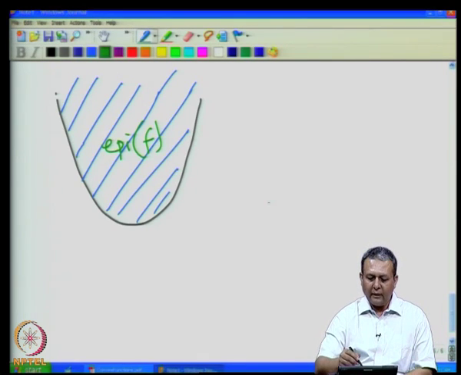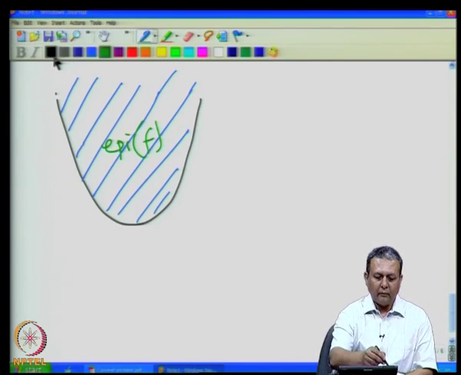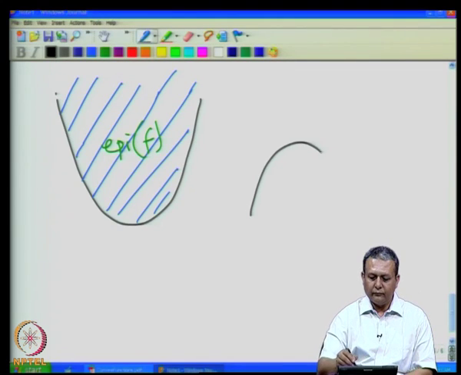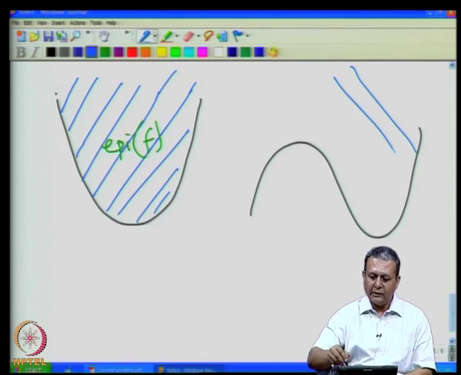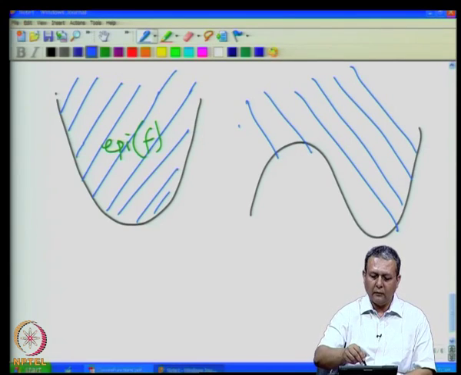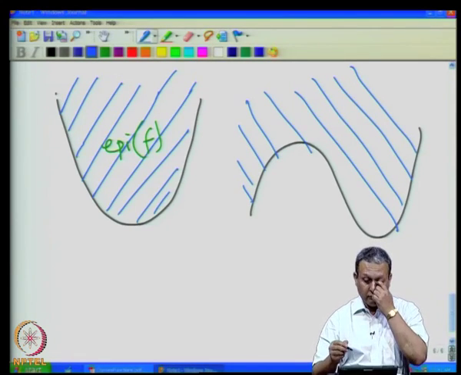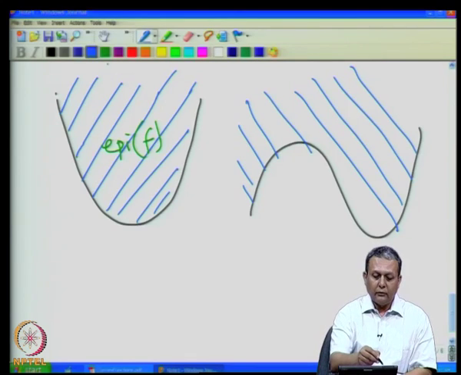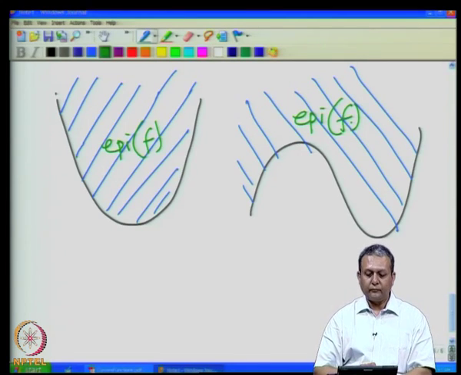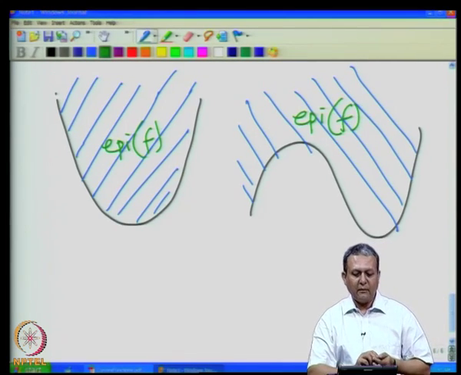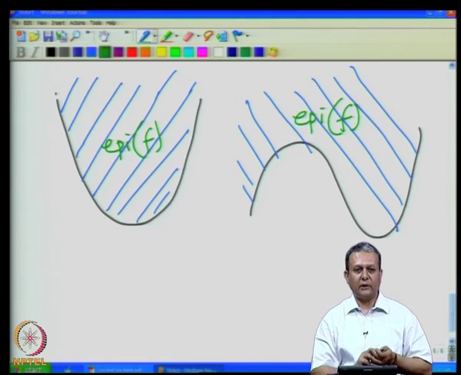So, if we take a function which is like this, then if we consider all the points which are on or above the function, this turns out to be the epigraph of this function f. So, these are some examples of the epigraph of a function.